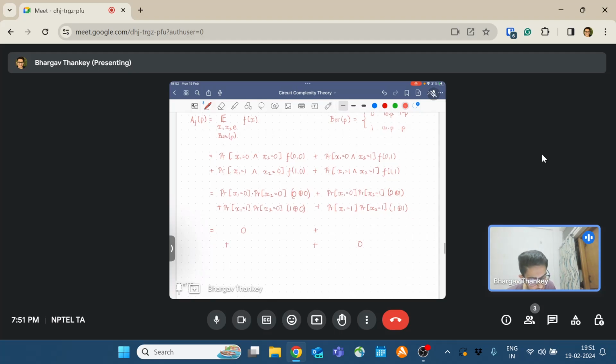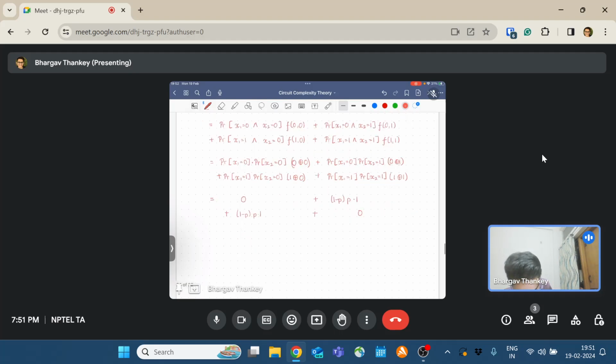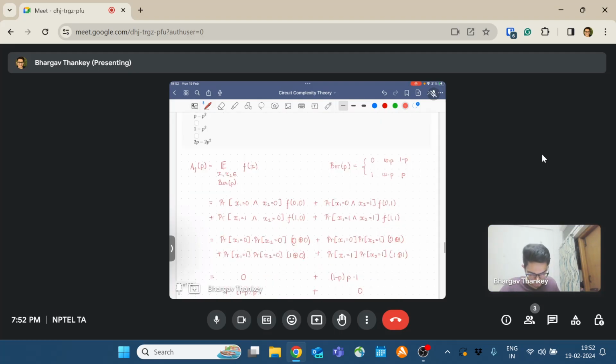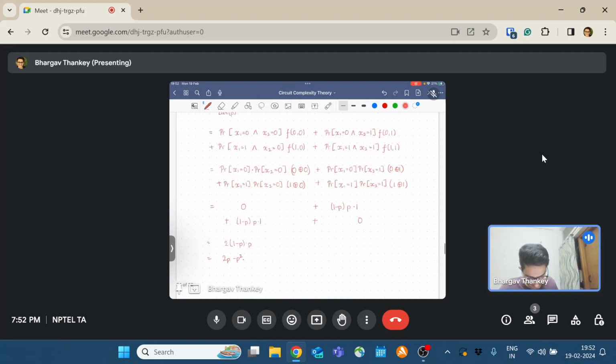So what's the probability x1 equals 0? That is 1 minus p1. So this is 2 times 1 minus p times p, which is 2p minus p square. Yeah, so it is fine. Oh wait, 2p minus 2p square. Yeah, 2 multiplied with again.